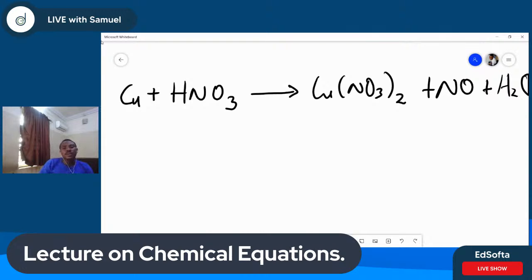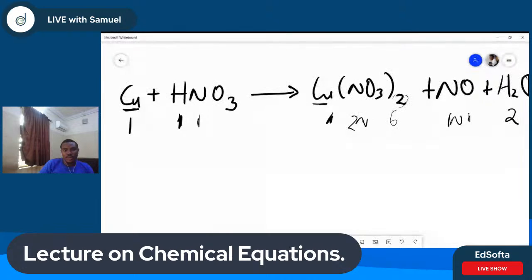How do we do it? First, let's look at it. We can see that our copper is balanced. We have one copper here, one copper here. Here we have two hydrogen, one hydrogen. For nitrogen, we have one N here and two N there, because the 2 multiplies this N, so two N, plus one N, that's about three N. Then this is six oxygen, and this is an extra one.